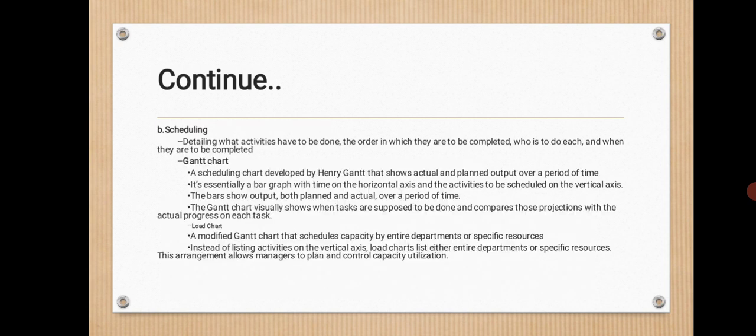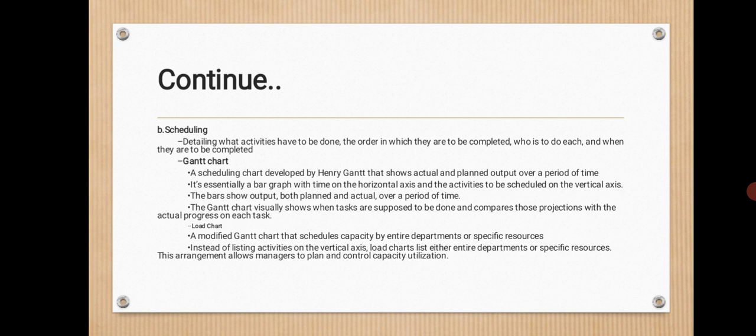And the next one is scheduling, detailing what activities are to be done, the order in which they are to be completed, who is to do that, and when they are to be completed. This can be represented by using the Gantt chart, a scheduling chart developed by Henry Gantt that shows actual and planned output over a period of time.